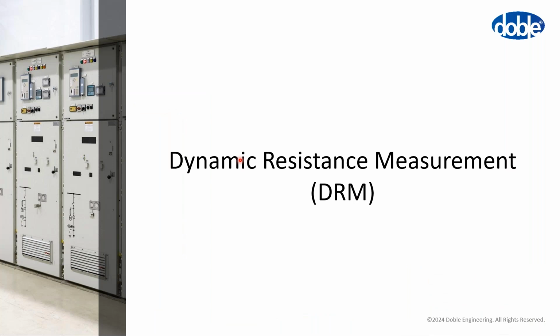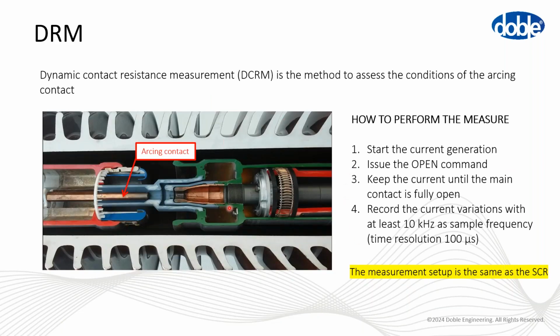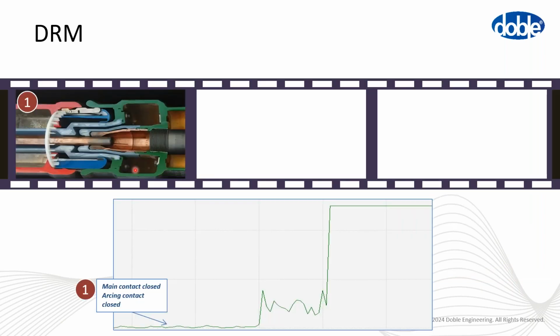Okay, let's talk about dynamic resistance. The main reason to do this test is to measure the arcing contact, because we saw that each time the CB opens during a fault condition, this arcing contact burns a part of it, so it reduces its length. The dynamic resistance is made exactly like the static one, but the CB opens during the generation of the current.